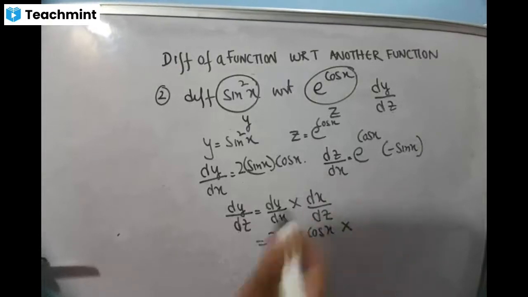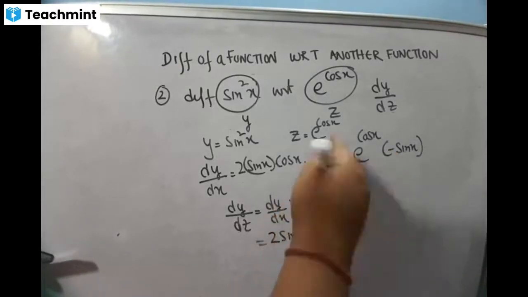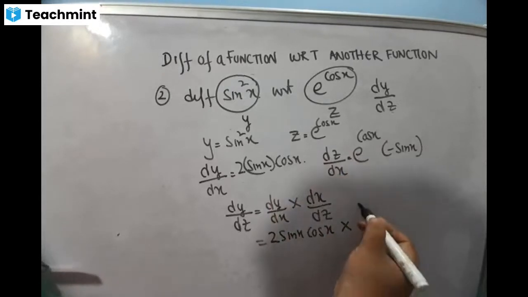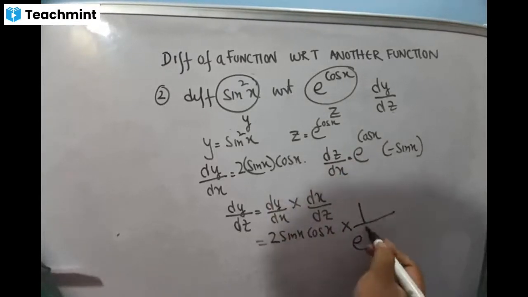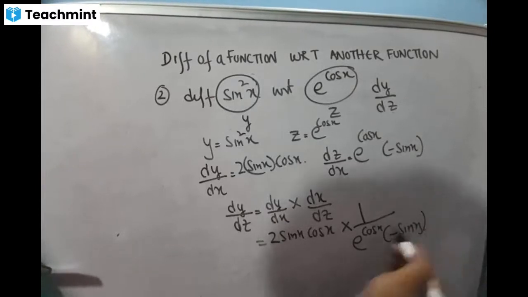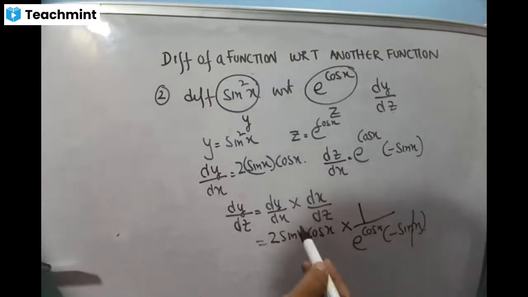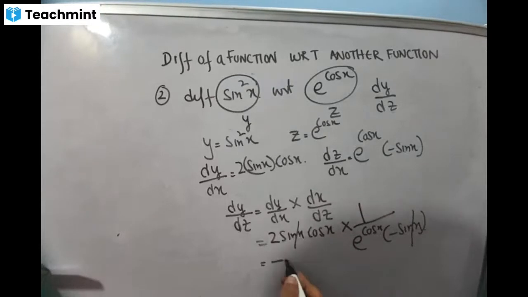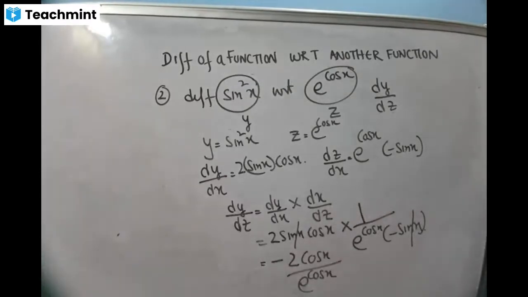And what is the value of dx by dz? Sorry, dz by dx is this. So obviously dx by dz is going to be the reciprocal. So 1 divided by e to the power cos x into minus sine x. So you can easily see sine x and sine x gets cancelled. So the answer is minus 2 cos x divided by e to the power cos x. So this is going to be the correct option. So please go through this once again.